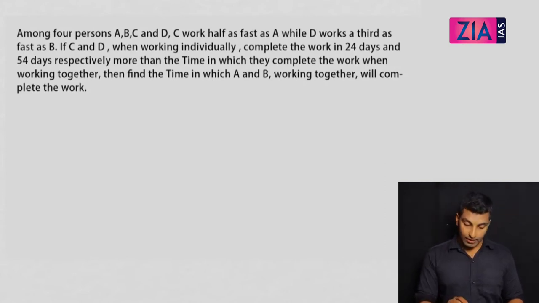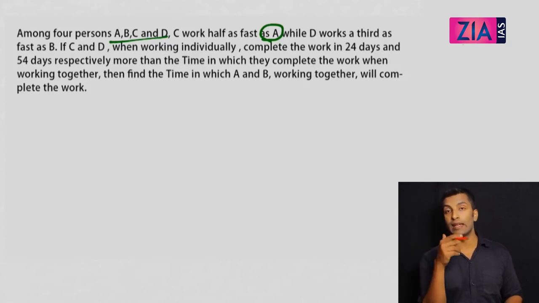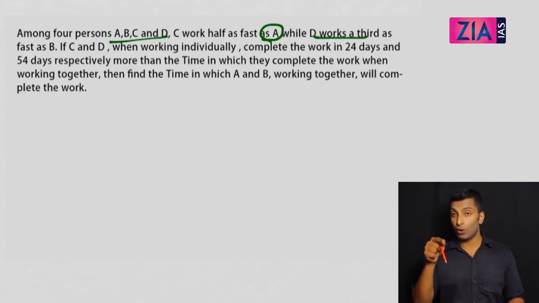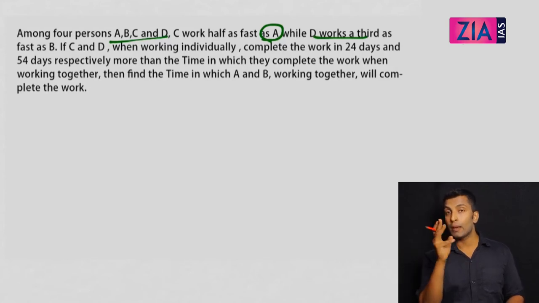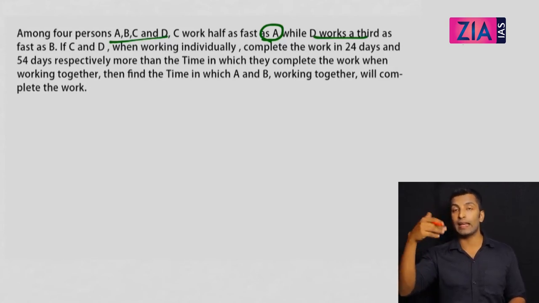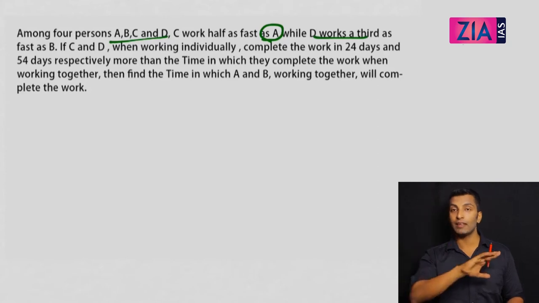Okay, so what is given? There are 4 persons, A, B, C, D, and C works half as fast as A. Okay, so who is more efficient? A is more efficient. A is twice as efficient. That's what you understood here. That means if C takes 2 days, A takes 1 day. We have discussed this concept in set 2. Okay, D works a third as fast as B. So B is more efficient than D. If D takes 3 days, B takes 1 day. That's what 3 times efficient, or 1/3 as fast, means.